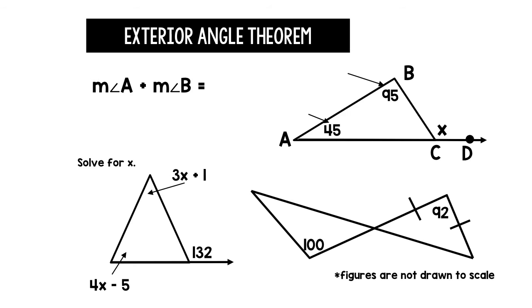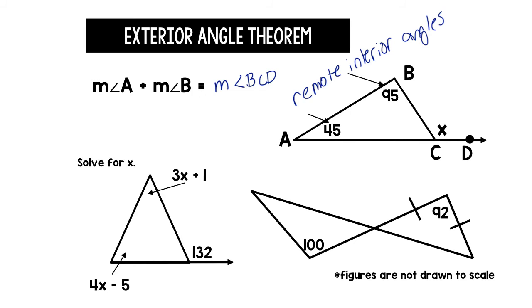Flip your paper over. We're going to look at the exterior angle theorem. This says that the measure of angle A plus the measure of angle B is equal to the measure of angle BCD. So angle A and angle B are called remote interior angles. And when we add those together, they're the same as BCD.